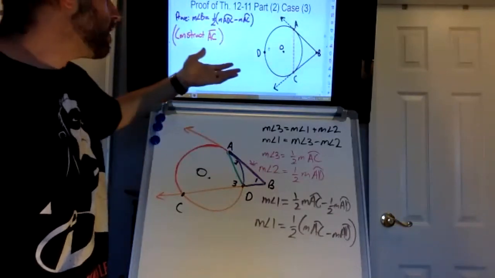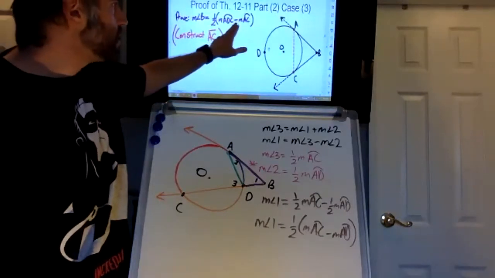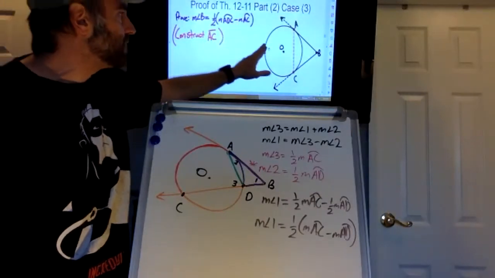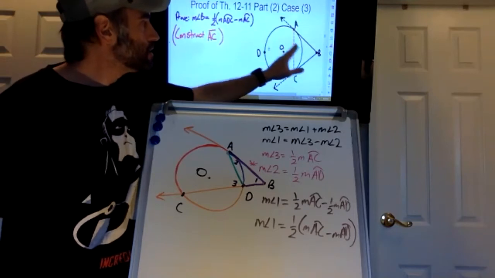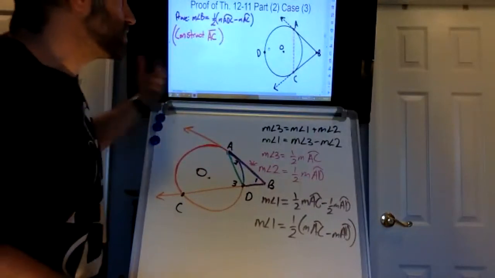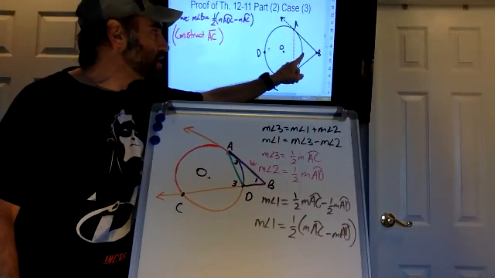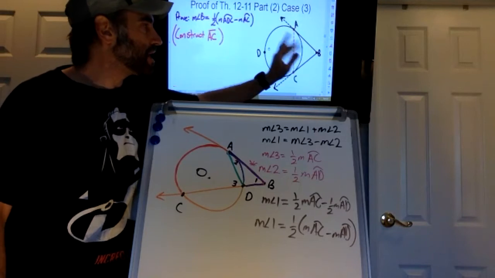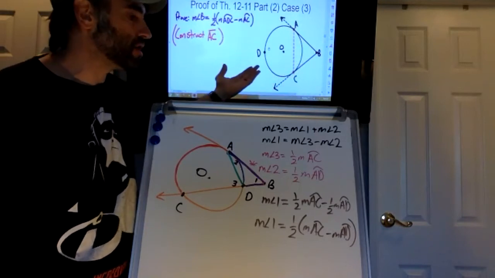Here's something else we know. We know that it also follows this, that it's half the difference of this arc and that arc. So we can show that. It's not as applicable. It's much easier to just say, if I know this arc, that's supplementary to that arc. That's faster than what we're going to show here.